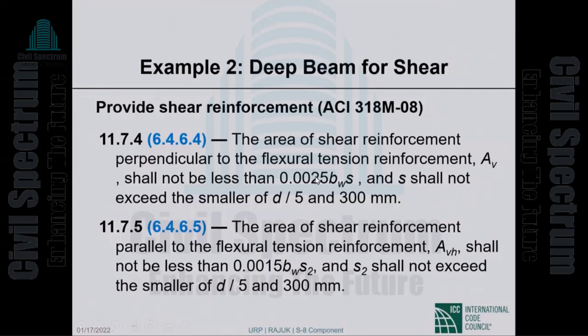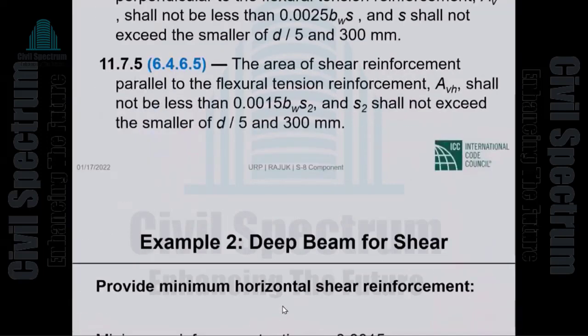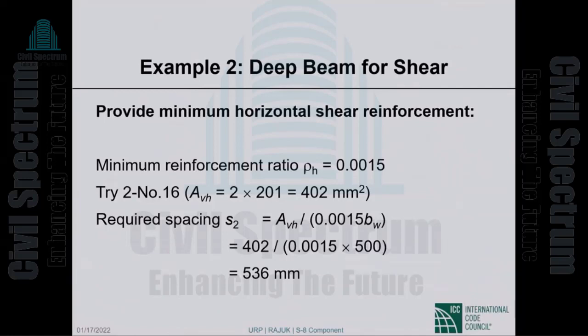So the vertical shear reinforcement minimum is 0.25%. Maximum spacing is d/5 or 300 millimeters, whichever is less. The horizontal shear reinforcement minimum is 0.15%. The spacing is d/5 or 300 millimeters, whichever is less. So the minimum horizontal reinforcement ratio is 0.0015.